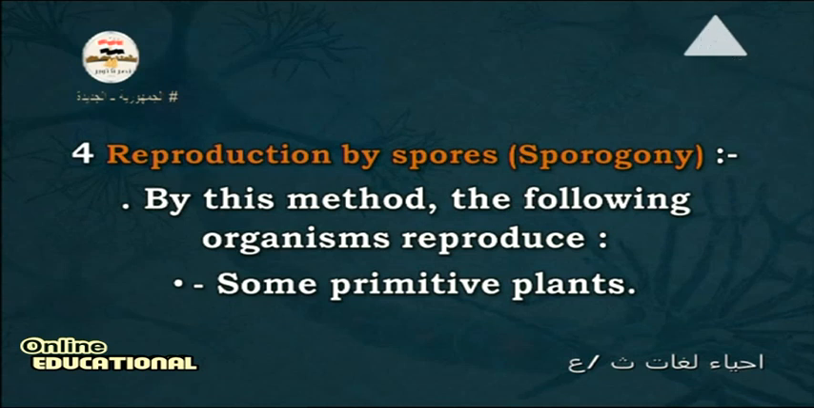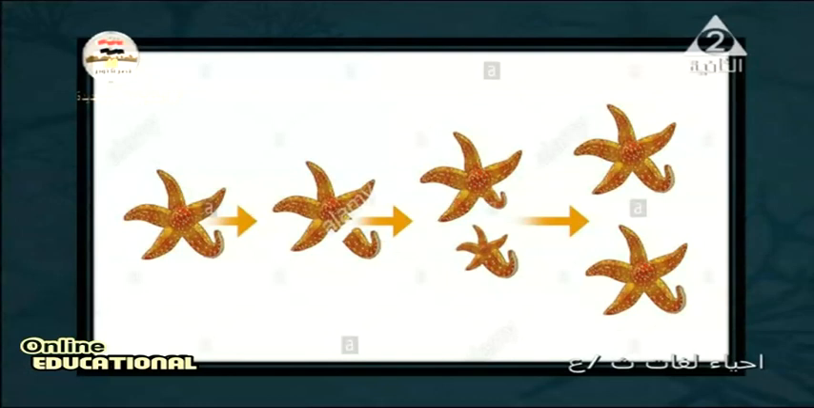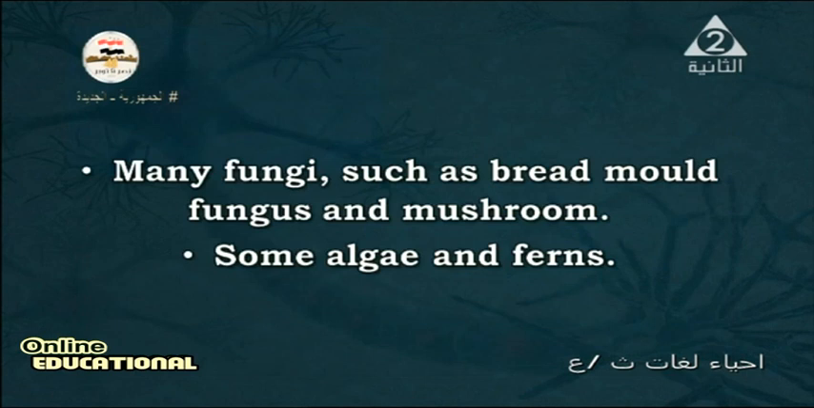Sporogeny is the first type, or by this method, the following organisms reproduce. Some primitive plants, like what? Like this figure shows the part of the spores. Many fungi, such as bread mold fungus and mushroom, okay, divide mitotically by spores. Some algae and ferns, a type of plant, contain spores.